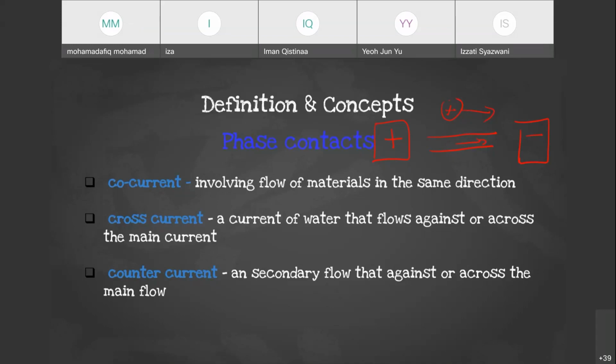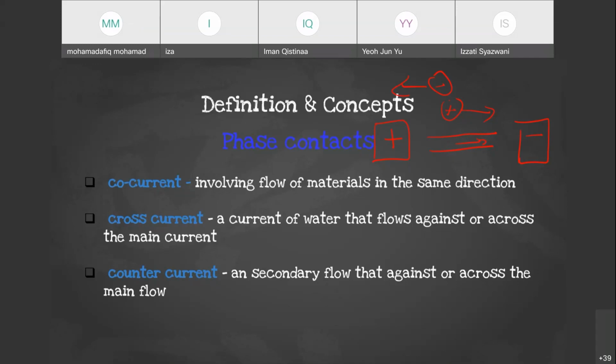Okay, cross current. A current of water that flows against or across the main current. That means, for example, your analyte is negative, but your buffer goes over there. So that is what it means by cross current.